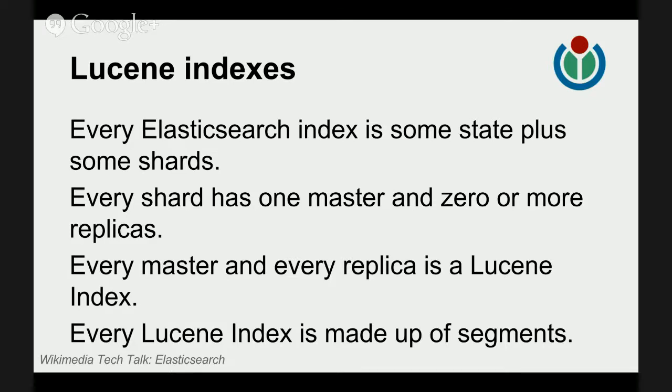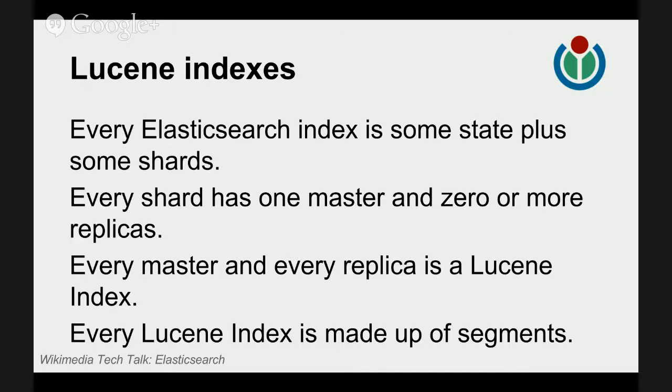And Elasticsearch indexes are some state plus some shards, right? And that state is for coordination across the cluster, and it's generally held in memory. And the masters get to mutate it, and all that other great stuff, right? That's all very Elasticsearch. The shards themselves are one master and 0 or more replicas. Each of those, the master and the replicas, is a Lucene index. So that's how you get from the phrase Elasticsearch index to the phrase Lucene index. Elasticsearch indexes are made up of many Lucene indexes. Like in the case of ENWiki, it's made up of 60.